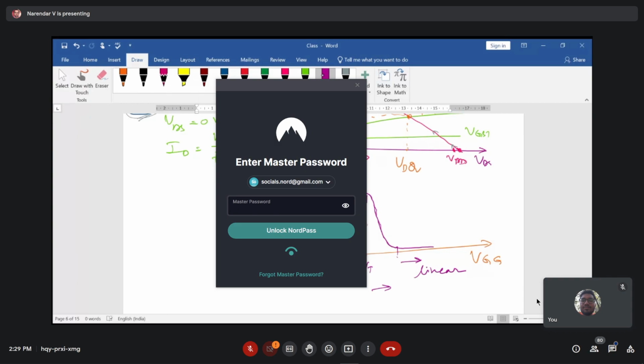So this is a region where your transistor is cut off, and this is linear, and in between cut off and linear the transistor operates in the saturation region of operation. You have to operate your MOS transistor in the saturation region of operation so that amplification takes place.